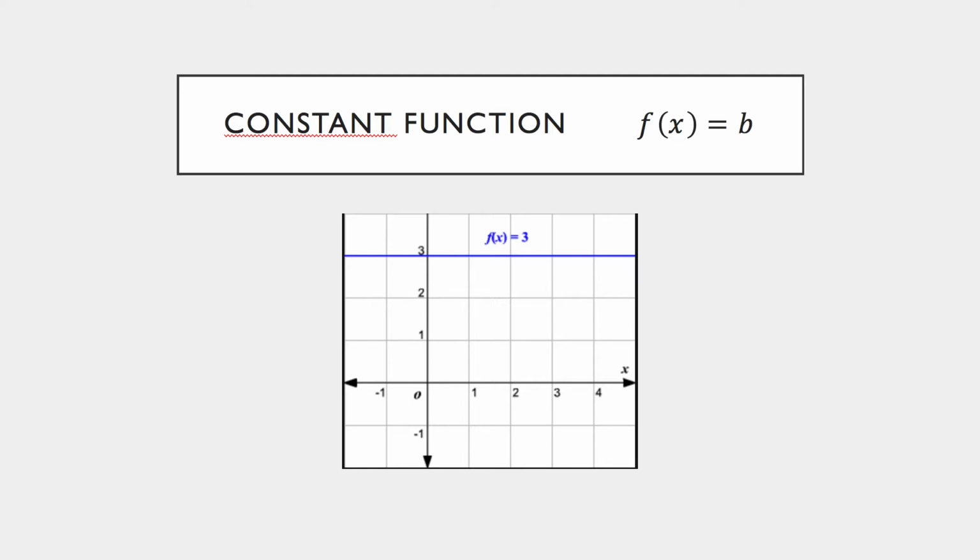A constant function has the format f of x is equal to b, and b is always going to be a number. So for example, in the graph we have f of x is equal to 3, and the constant function will always graph a horizontal line at that value. So if f of x is equal to 3, that's going to always graph a horizontal line at 3.